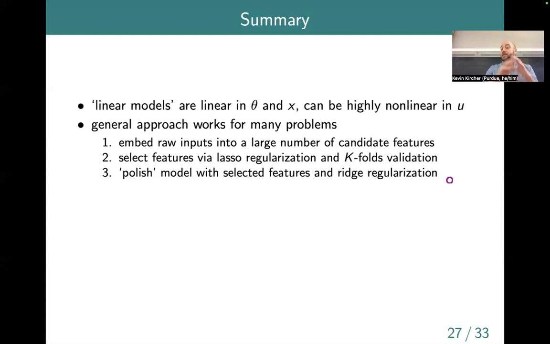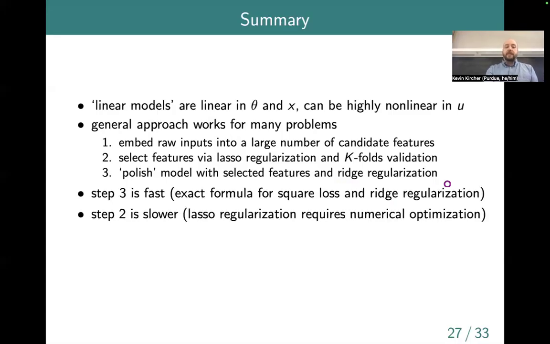And then the features that we're left with, we do kind of a polishing step where we use ridge regularization to basically come up with a nice predictive model, a nice smooth model using the features that are left over. So step 3 here can be done very fast. We talked about how with the square loss function and L2 regularization, you have an analytical formula that you can run super quickly in MATLAB or Python or whatever. So functionally on a laptop, it's basically instantaneous, even with a pretty big data set, thousands of examples.